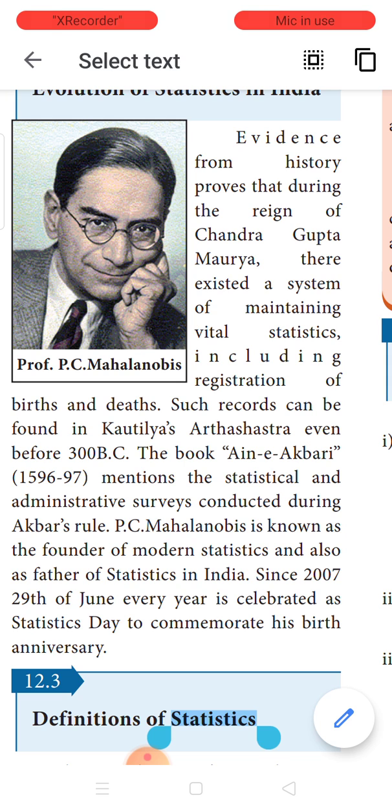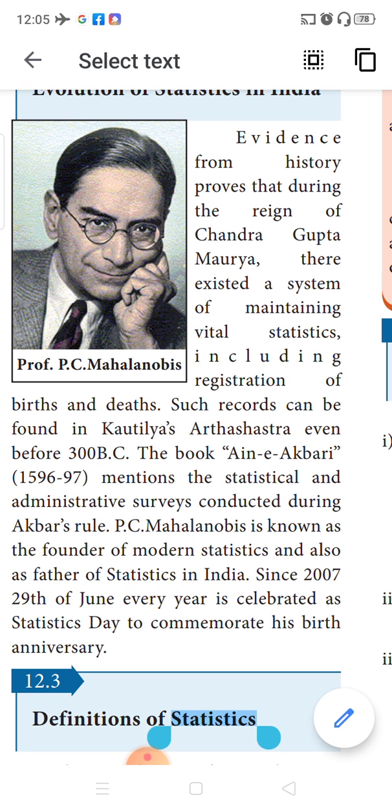And apart from that, Mahalanobis was known as father of modern statistics, and he was called father of statistics in India. His contributions towards statistics are very, very huge. For that reason only, he is called father of modern statistics and father of statistics in India. And from 2007, that is June 29 onwards, every year in India, we celebrate Statistics Day to commemorate his birth anniversary, as a way of showing our respect to the contributions made by Mahalanobis.